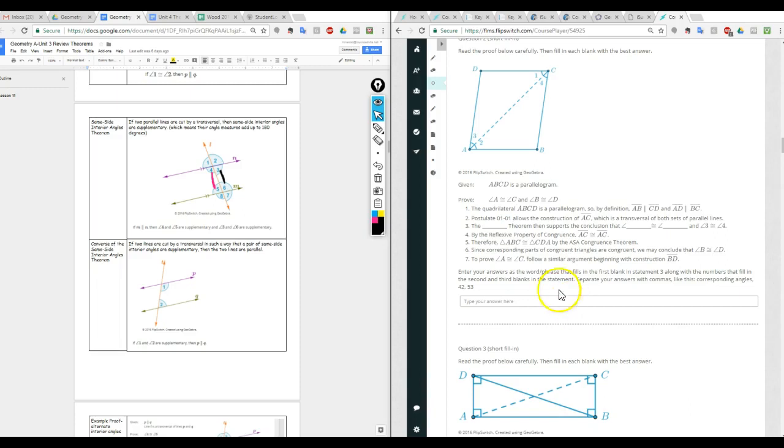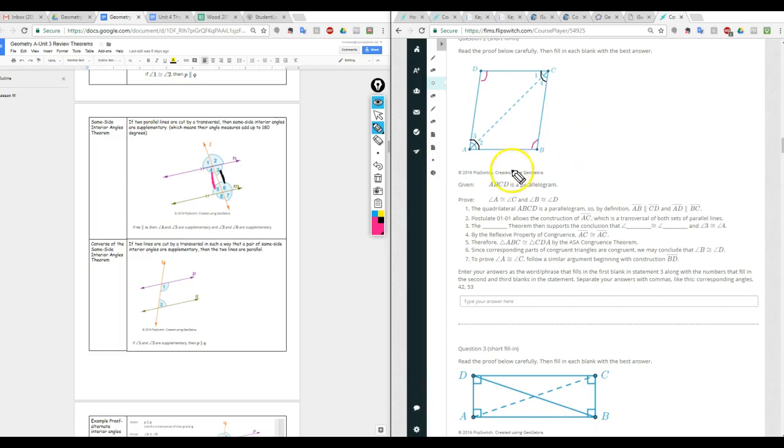Okay, question 2. Read the clue below carefully, then fill in each blank with the best answer. Given ABCD is a parallelogram, prove that angle A is congruent to angle C and angle B is congruent to angle D. So we want to prove that this entire angle made up of angle 2 and angle 3, and this entire angle made up of angle 1 and angle 4 is congruent. And then we want to also prove that angle B is congruent to angle D.